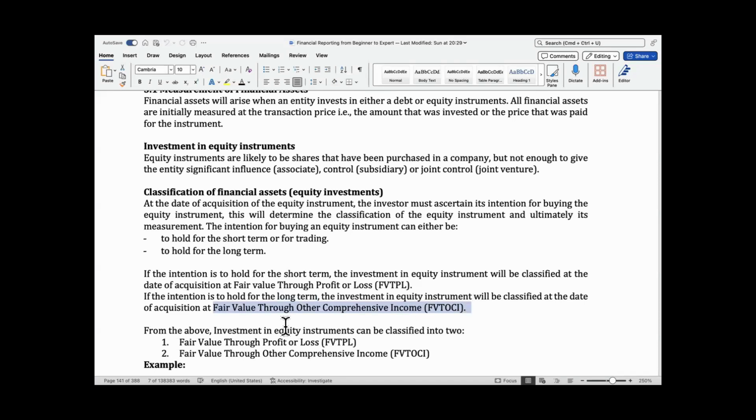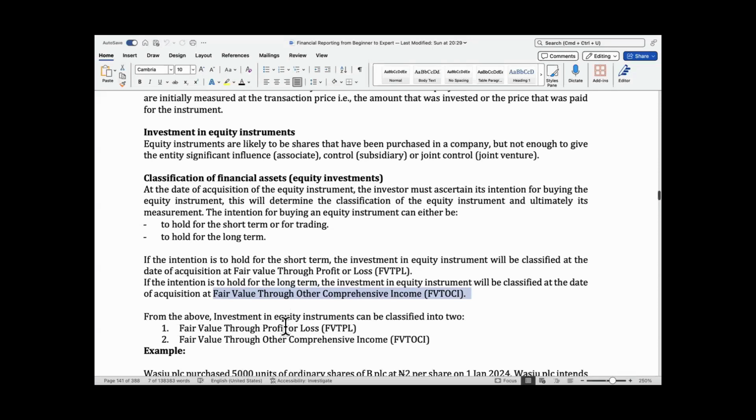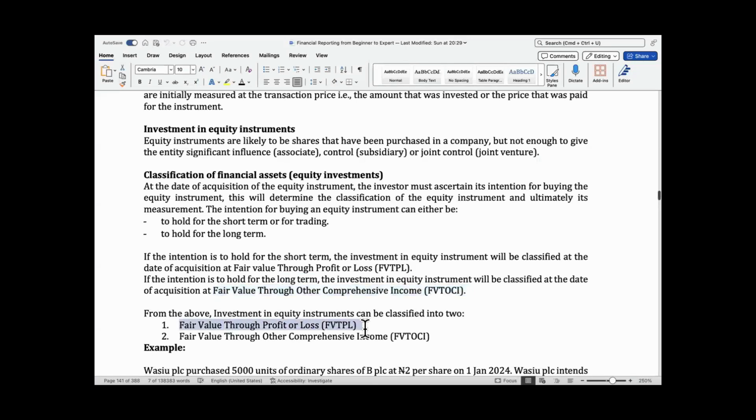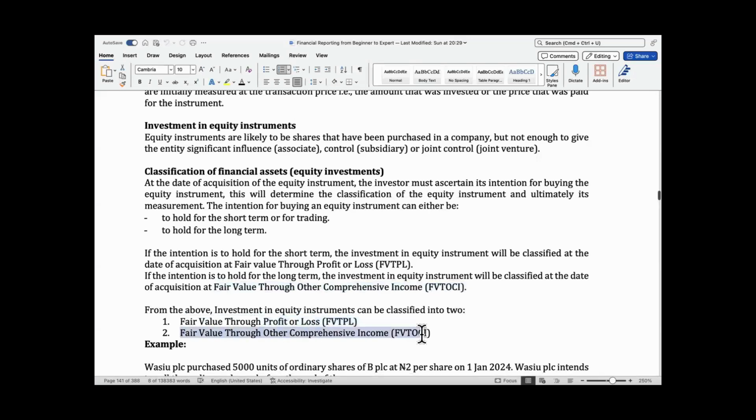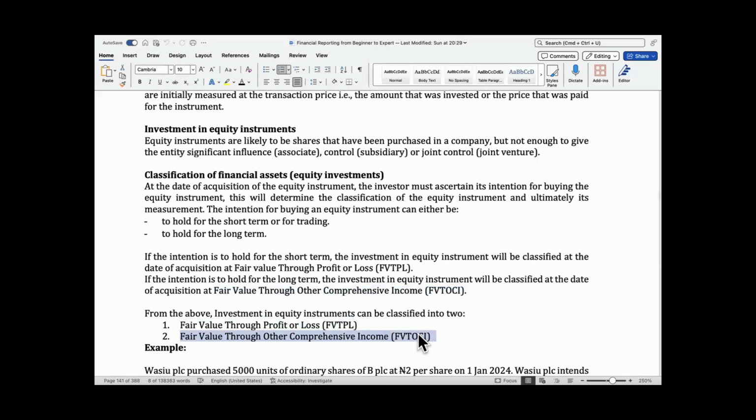So from the above now, we are saying that investment in equity instruments can be classified into two. Either we classify it at fair value through profit or loss, or we classify it at fair value through other comprehensive income. And this classification is done at the date of acquisition.